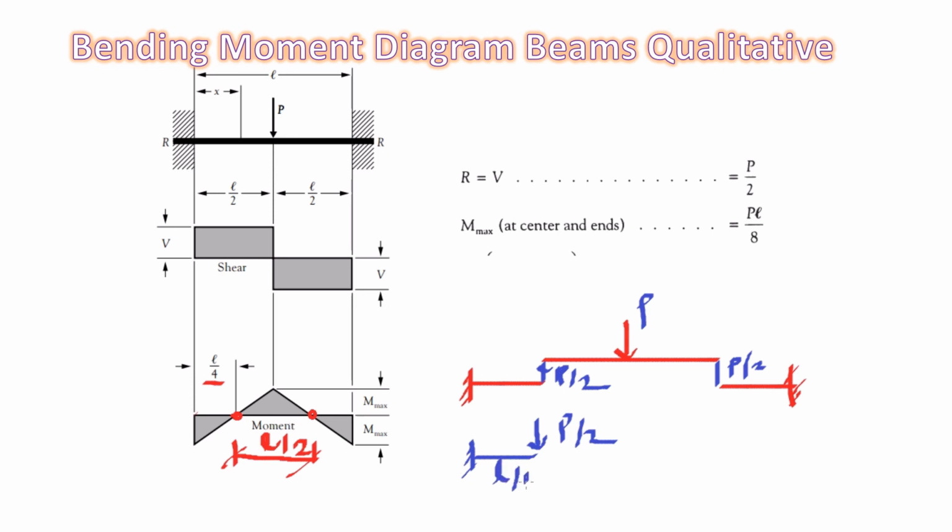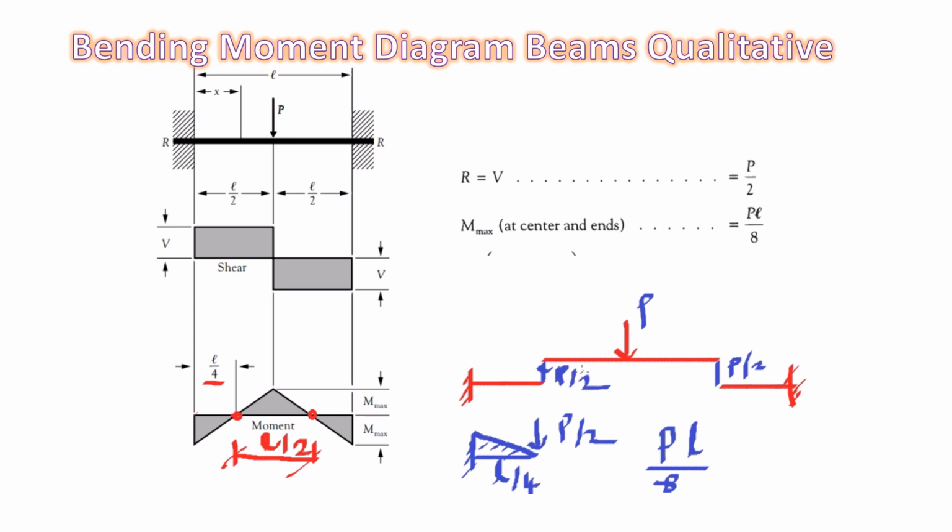So the bending moment will be force times distance, so P by 2 into L by 4, which is PL by 8. That's the moment. It will come like this. This is the moment, and I am drawing it on the tensile side. The same way for this cantilever also, the cantilever moment will be PL by 8.